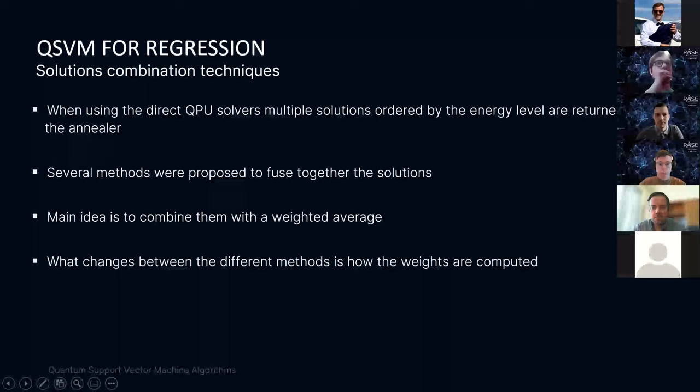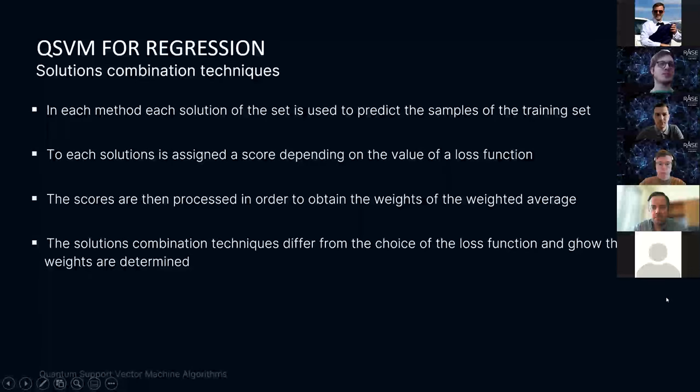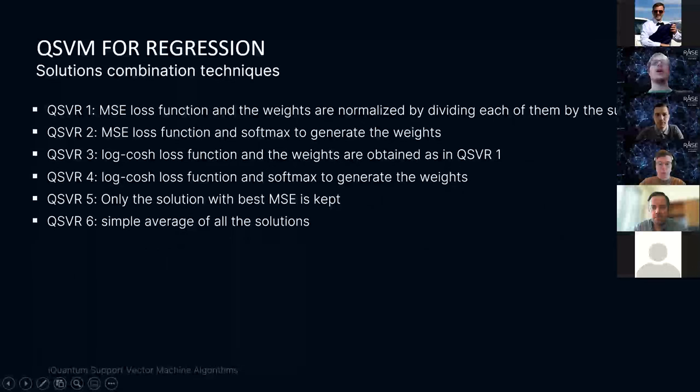So now I'll go very, very quick on this because of time problems here. When dealing with the Advantage system and directly with the QPU, you get a number of solutions that are sampled from the solver, and you can set the number with some parameters in your code. What you need to do, in my opinion, is fuse those solutions together to obtain the final solution. So what I did here is a very, very trivial thing.